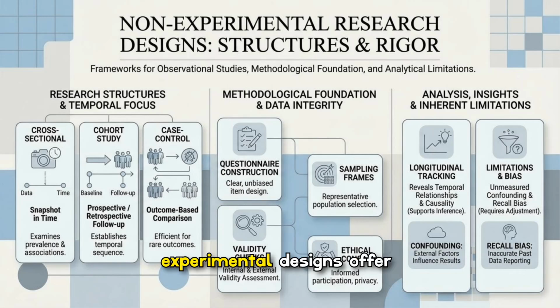Observational and non-experimental designs offer powerful ways to study prevalence and temporal relationships when experiments are not feasible, whether cross-sectional snapshots, cohort follow-ups, or efficient case control comparisons. Strong questionnaire design, representative sampling, validity checks, and ethical consent are essential, and analysts must account for confounding, recall bias, and limitations when interpreting results from these studies.